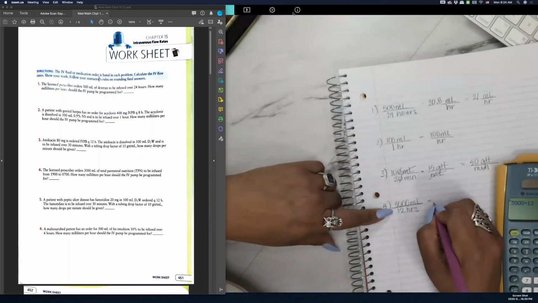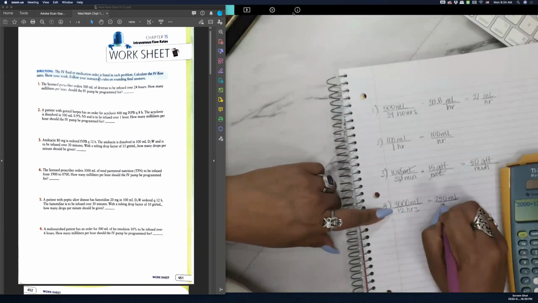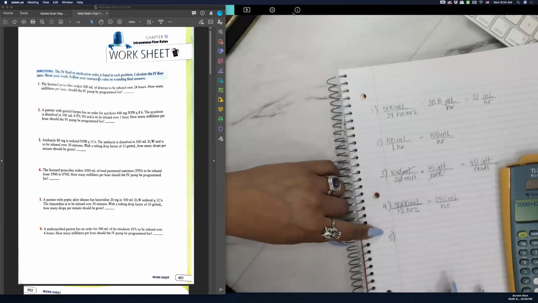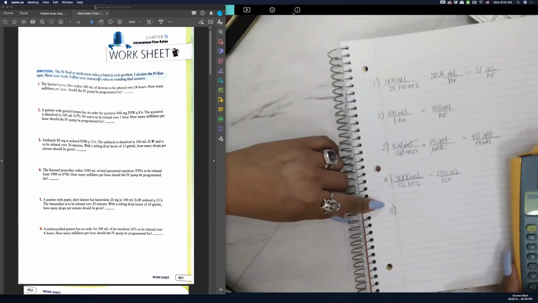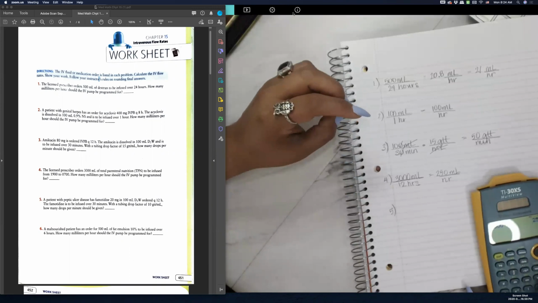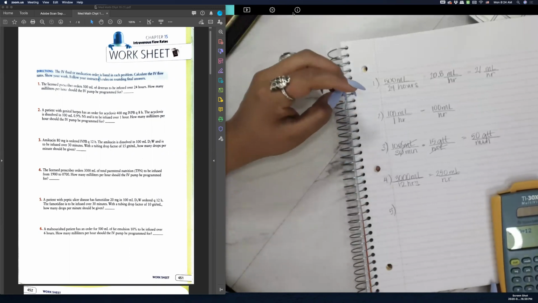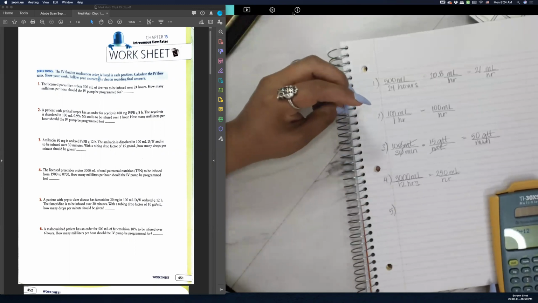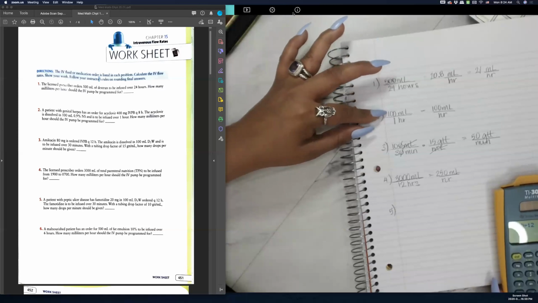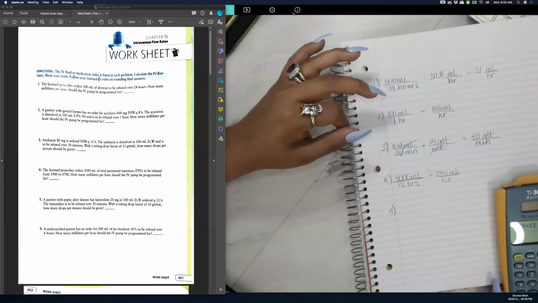That comes out to 250 milliliters per hour. Okay, number 5. A patient with peptic ulcer disease has famotidine 20 milligrams in 100 milliliters D5W ordered Q12 hours. The famotidine is to be infused over 30 minutes with a tubing factor of 10 drops per milliliter. How many drops per minute should be given?